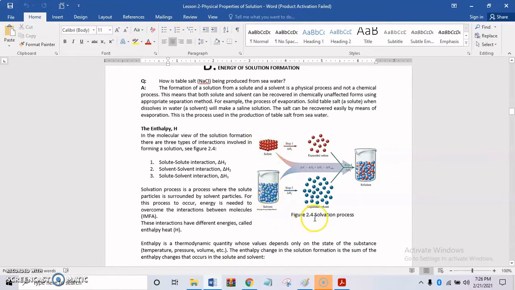In figure 2.4, this is a solvation process. Solvation process is a process where the solute particles is surrounded by solvent particles. For this process to occur, energy is needed to overcome the interactions between the molecules. These interactions have different energies called enthalpy heat. So yung solute natin, meron siyang enthalpy heat, and the solvent natin is also meron ding enthalpy heat.